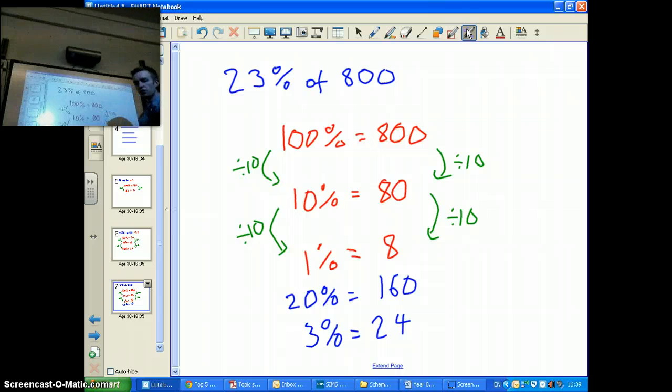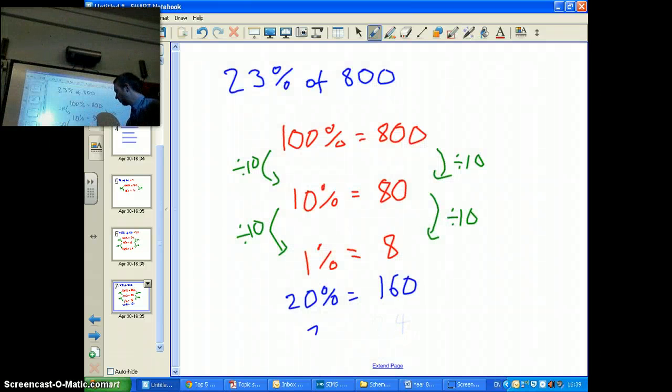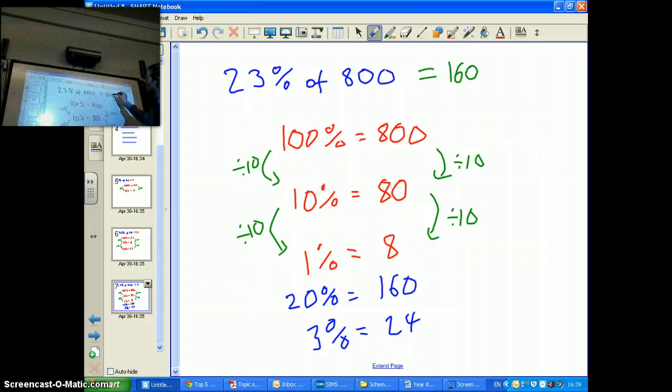And now the only thing I've got to do is add up these two values together. So I take my 160 and add it on to my 24 here. So we're told that 3% equals 24. So I've got 160 plus 24, which you should be able to do in your head, gives you 184. And that is how you find out percentages in your head, alright?